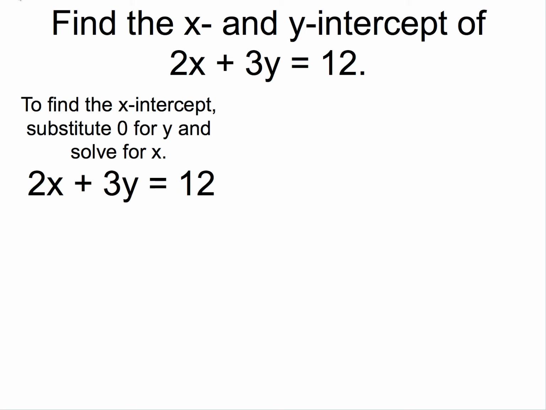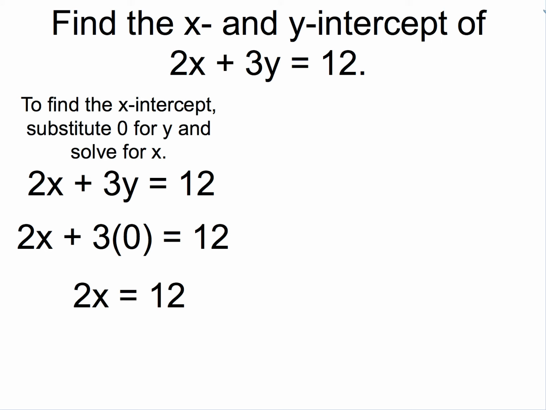So here we have our equation again, 2x plus 3y equals 12, and I substituted in 0 in place of y. That's the only thing I changed right there. And then if we solve it, obviously 3 times 0 is 0, so I got rid of that, and we have 2x equals 12. And then we just divide both sides by 2, and we get x equals 6.